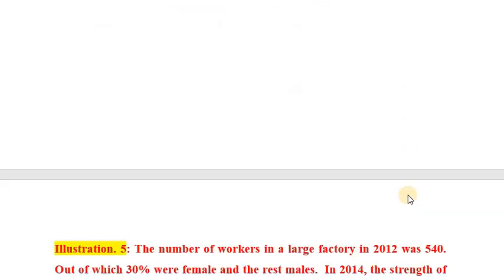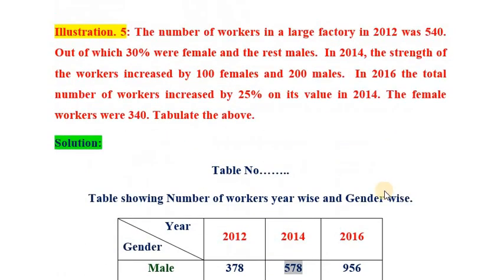And with this, let me go to the next problem of this session, that is illustration 5. Number of workers in a large factory in 2012 was 540, out of which 30% were female and the rest male. In 2014, the strength of the workers increased by 100 female and 200 male. In the year 2016, the total number of workers increased by 25% on its value in 2014. Female workers were 340. Tabulate the above.